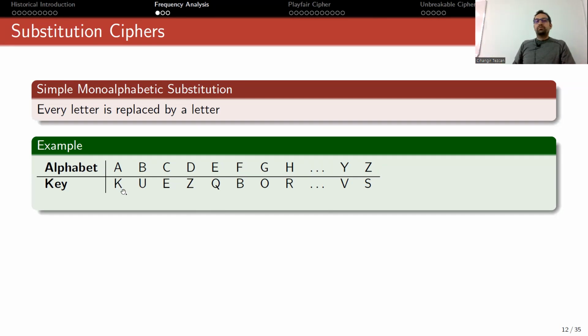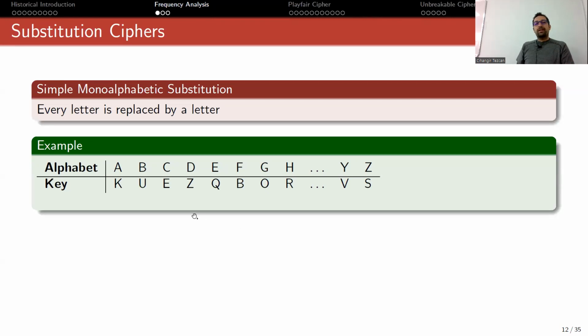And this way, whenever you want to send a message, write it as a plain text. But in your plain text, replace every A with K, every B with U, every C with E. So it will look like a random looking text, right? This letter you will send, and when the person receives it as a cipher text, they will replace every K with A, every U with B, and so on. So as you can see, it looks fantastic.